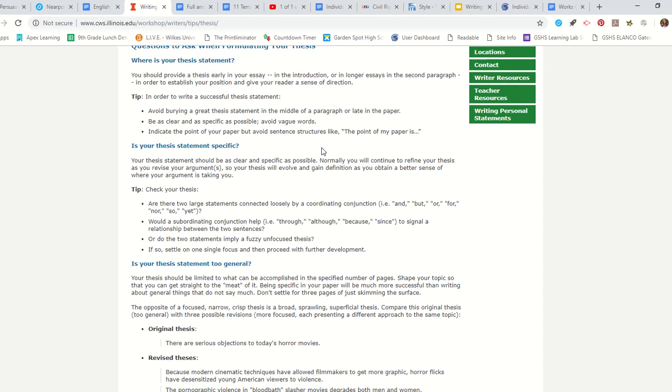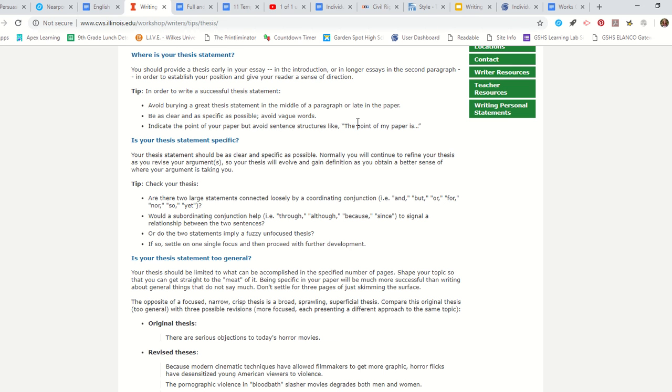You should be very clear. You never want to say the point of my paper is, or I'm going to talk about, or I'm going to tell you, or this essay is about. First of all, that's the wrong point of view for a formal essay. That's not third-person point of view, which an academic paper needs to be. And also, that's just saying what you're going to say in a minute. Instead, you can just say it.